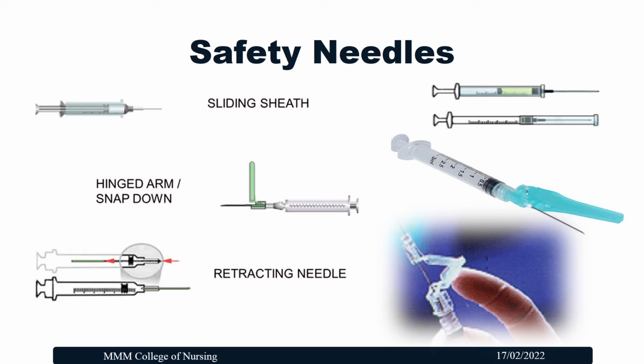First one, we can see the sliding sheath. Once the injection is given, it is like a barrel type structure which can cover the needle. It has to be pushed upwards, so it covers the entire needle and we won't develop any needle stick injury after that. The second one is the hinged arm, or we can call it the snap down. It is like a sheet; we just have to move it through 90 degrees and it will cover the entire needle.